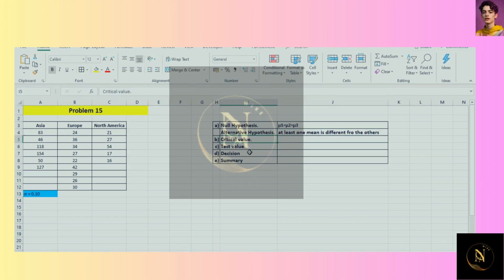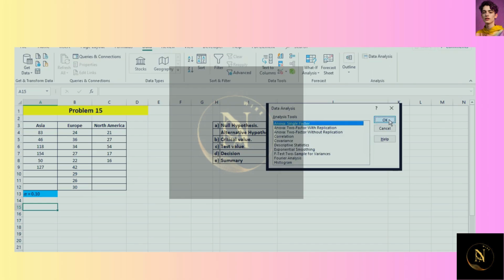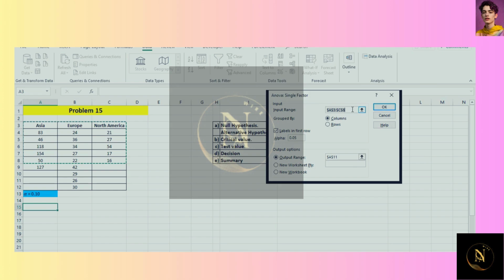Next, we're going to find the critical value, and to do so, we can run the analysis of variance through Excel. You press on data and data analysis, then Anova single factor, then OK. The data should be selected for Asia, Europe, and North America. Then the level of significance should be changed to 0.1. That's alpha, so that we can get the right critical value. And for output, we can place the results here. Then after that, you press OK.